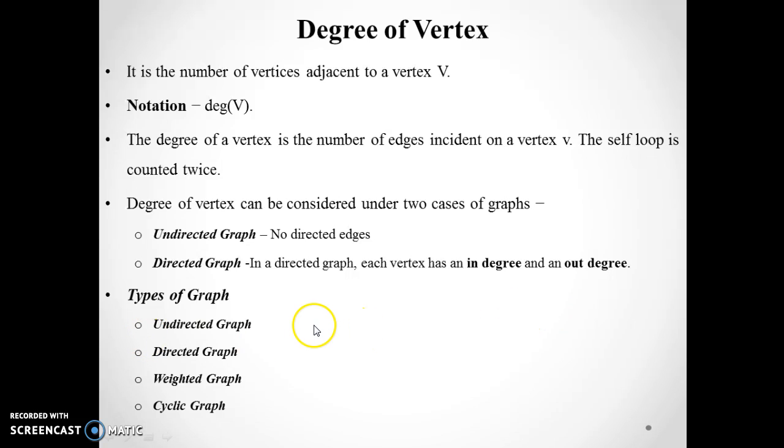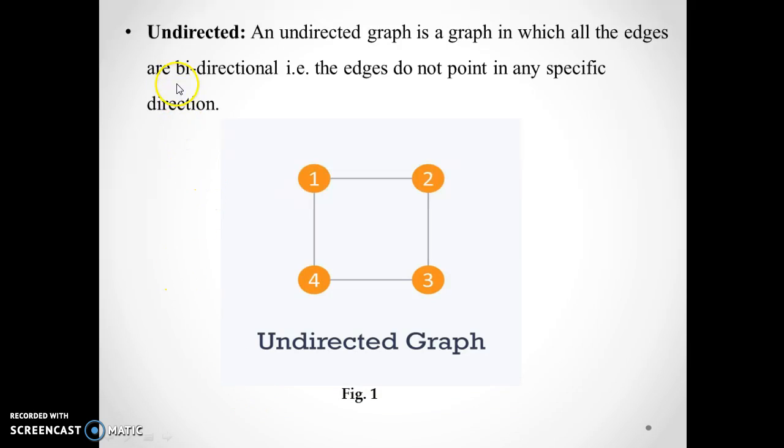Now the types of graph. First, undirected graph. Second, directed graph. Third, weighted graph. And fourth, cyclic graph. Now, one by one, we will see the definitions of those types of graphs.